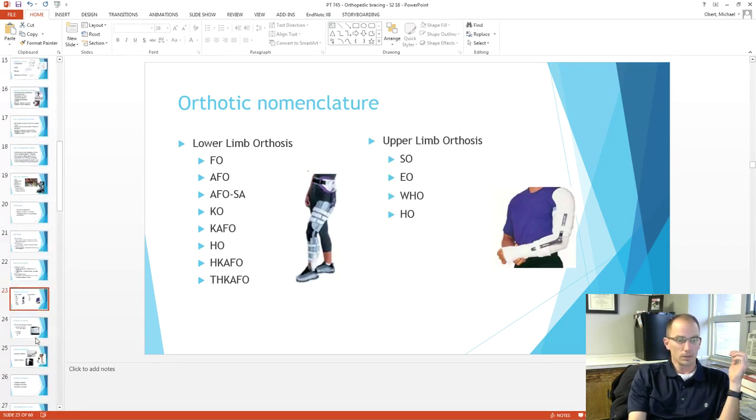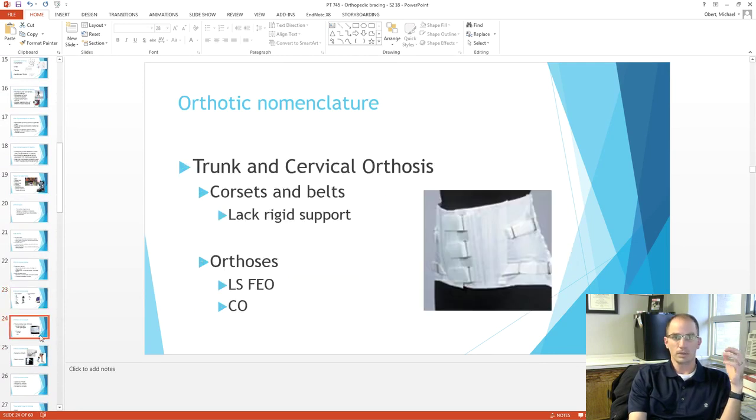Okay, so we have these here. I'm just going to scroll through that. I think you can figure those out. It's basically foot orthosis, ankle foot orthosis. So we're just describing which body parts it covers.